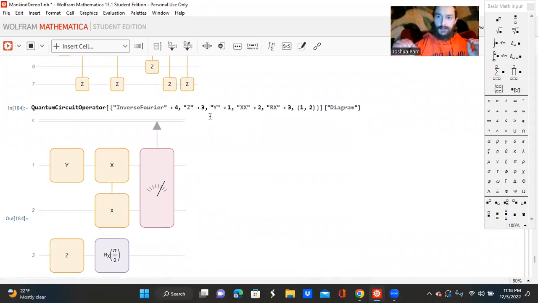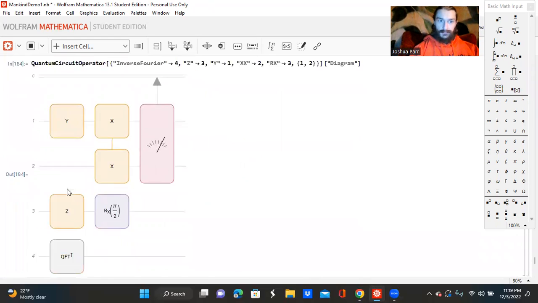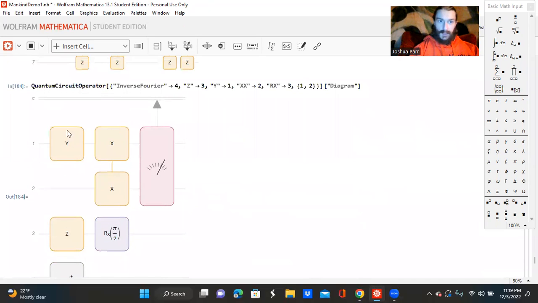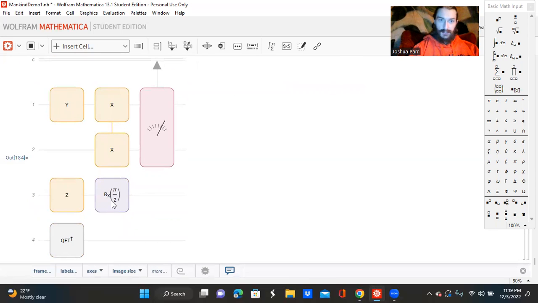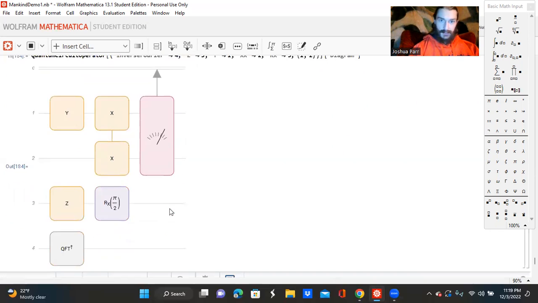This is a quantum circuit operator, a custom quantum circuit operator where I'm literally picking exactly where everything goes, directing. I have a quantum Fourier transform on the 4th of the 1st. I have Y and Z. I have two X's, my XX on the 2nd register, and a rotational X operator. And then I have my measurement operator on the 1st and 2nd qubits.